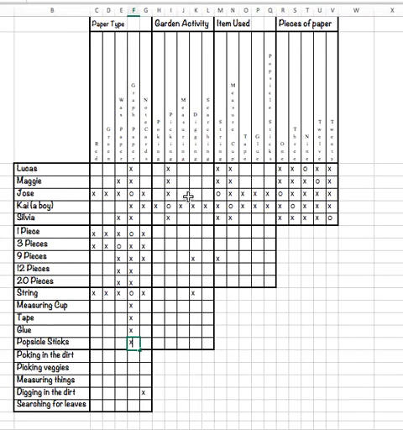Now, we don't know exactly what garden activity he was doing. All we know is that he wasn't picking vegetables. So we can just say X for picking vegetables.